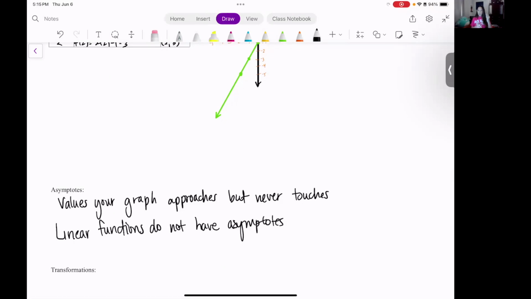I mentioned parent graphs and transformations. I'm going to do a separate video on transformations, but a transformation is basically where you take that parent graph and you either shift it to the right, to the left, up, down, or you change your slope or you reflect it. And there's many different ways that you can do that, but transformations work for all types of functions. You basically start with your parent function and then some sort of manipulation is going to adjust that, and that deserves its own video.